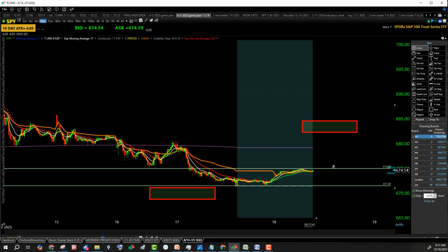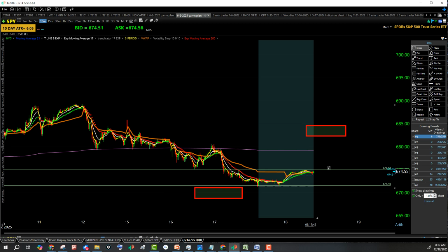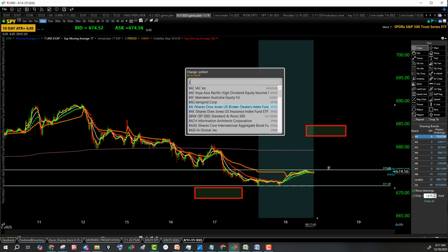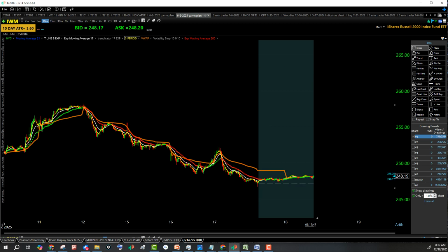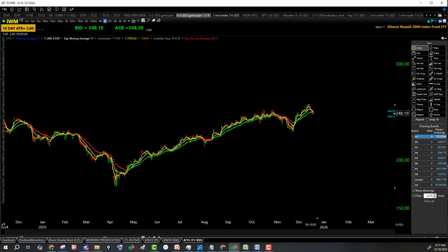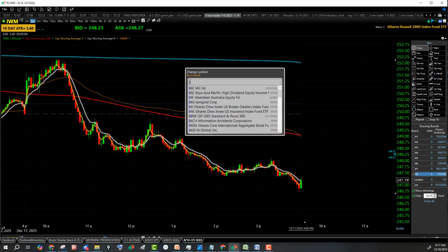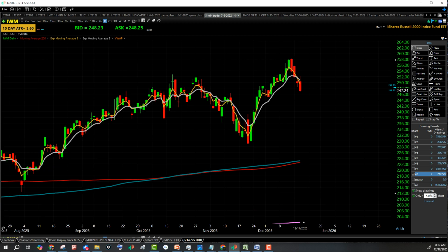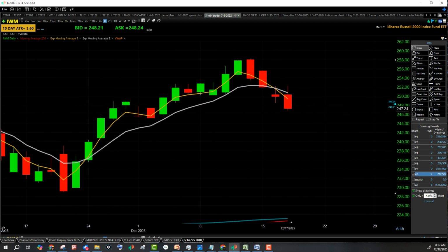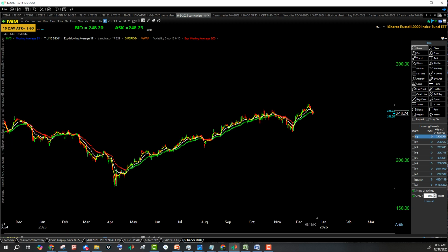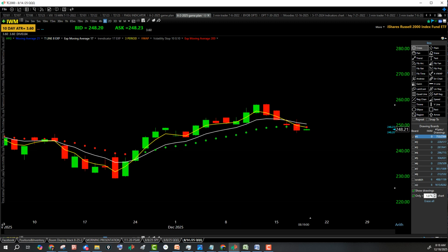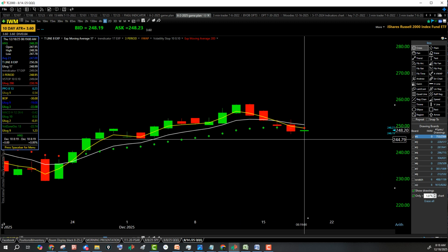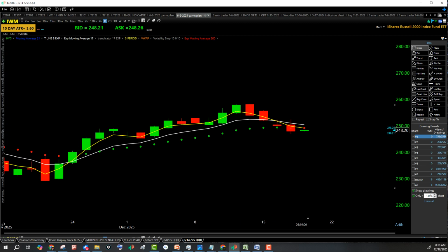All right, let's take a look at QQQ, IWM. We'll look at that on the daily chart. Today's price action. All right, this is the 18th. Now I want this one.